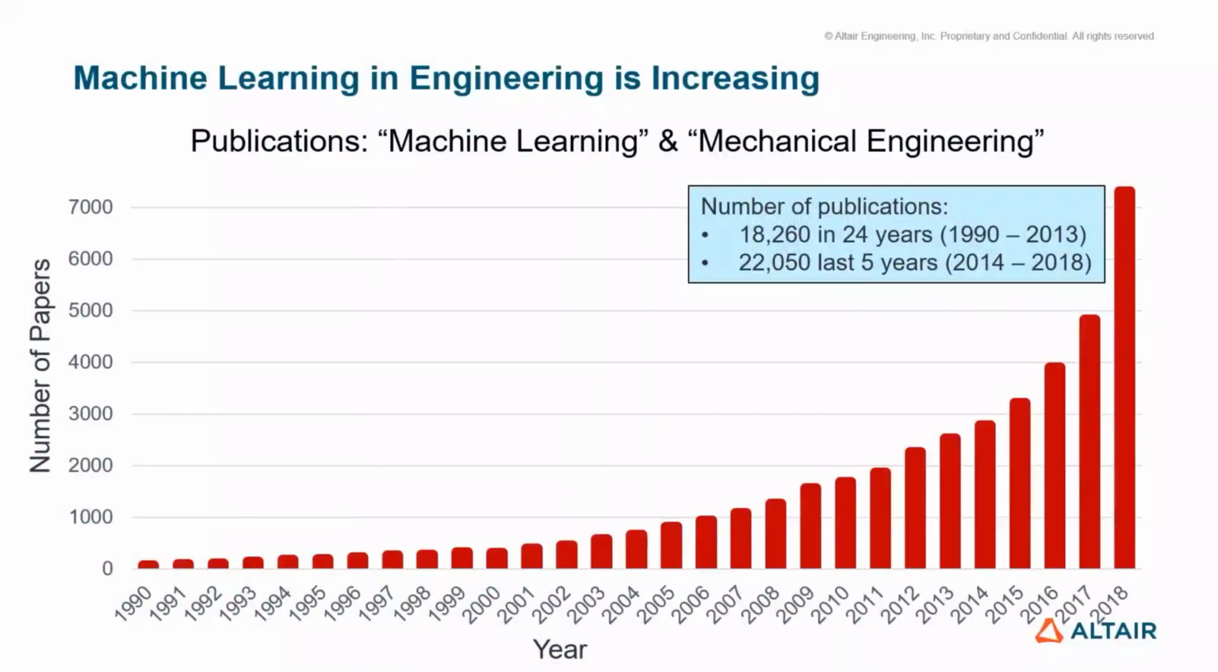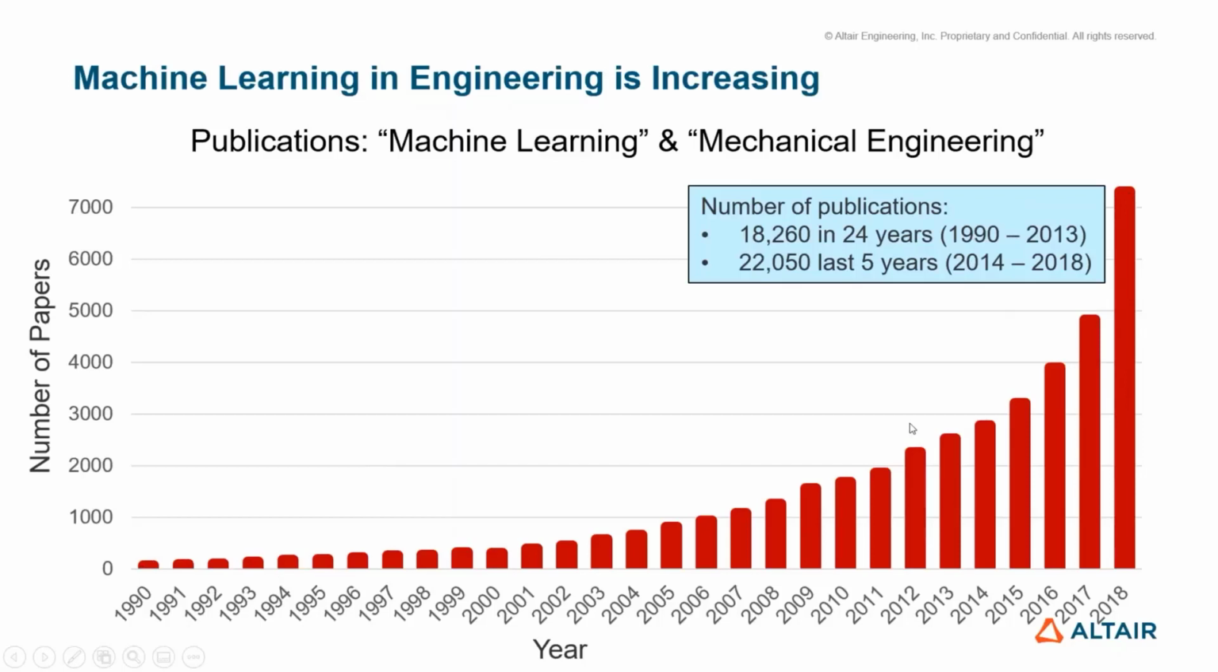I started with this slide so that you can understand this. It is taken from a journal publication specifically on the integration of machine learning and mechanical engineering. In 1990 the number of papers was so small, a single or double digit. But look at the exponential growth: recently it has crossed 7,000 papers. I don't have the latest statistics, but it is growing exponentially.